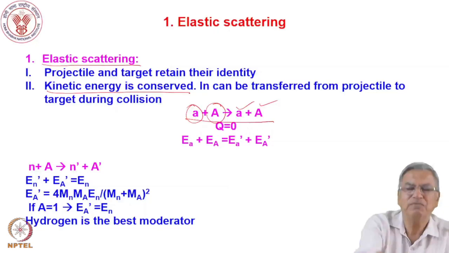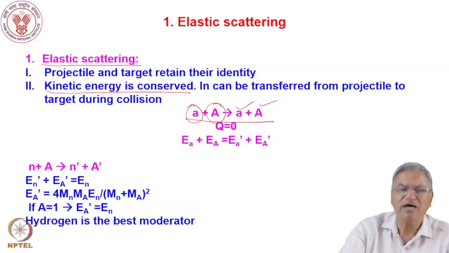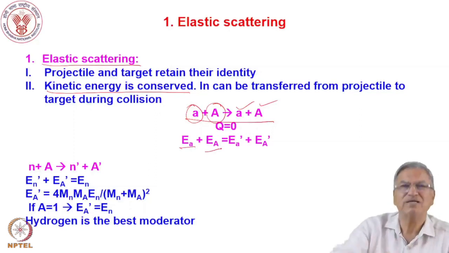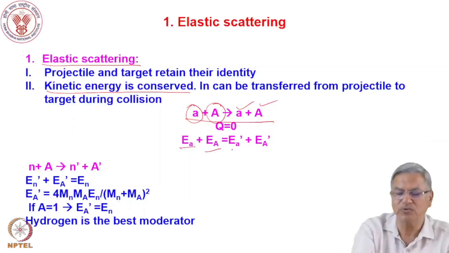Kinetic energy is conserved means the projectile may have some energy E_a, and the target, for example, could have zero. So the projectile can transfer some kinetic energy to the target nucleus. Suppose this is zero.